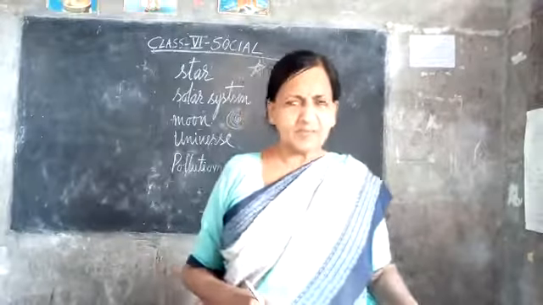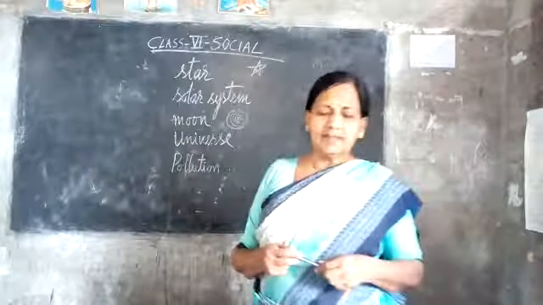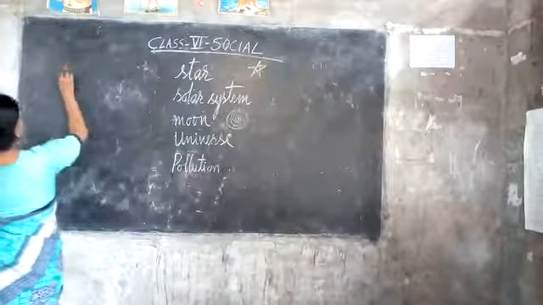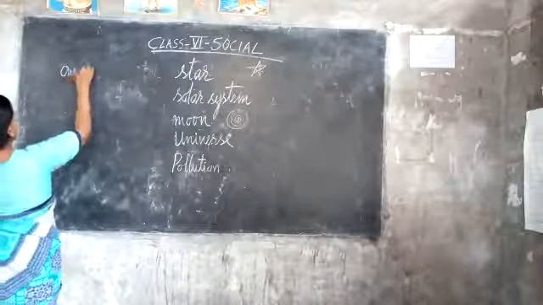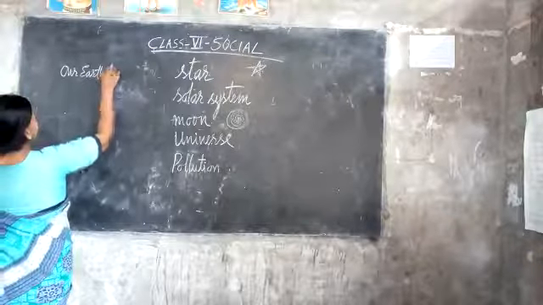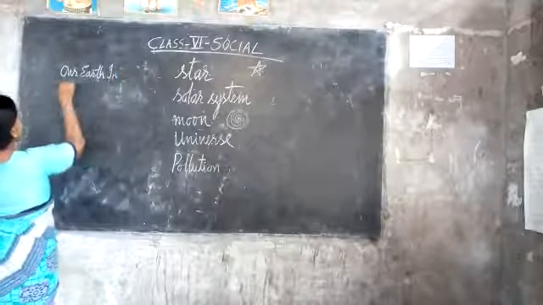What is the name of your first lesson of the social? Our Earth in the solar system.